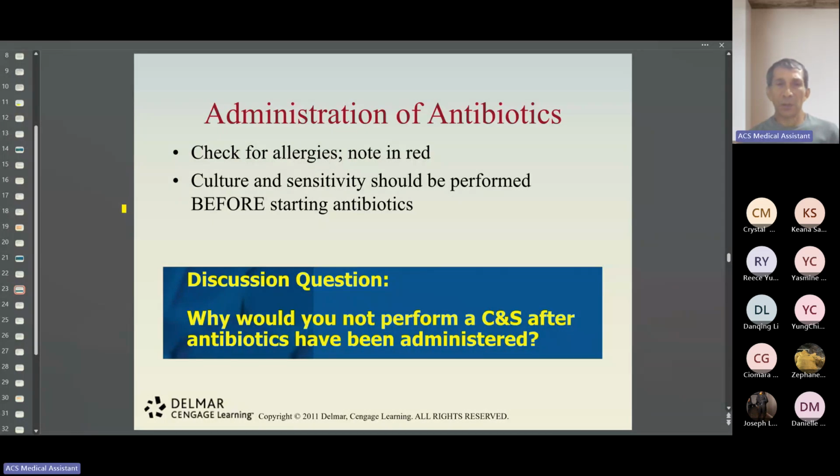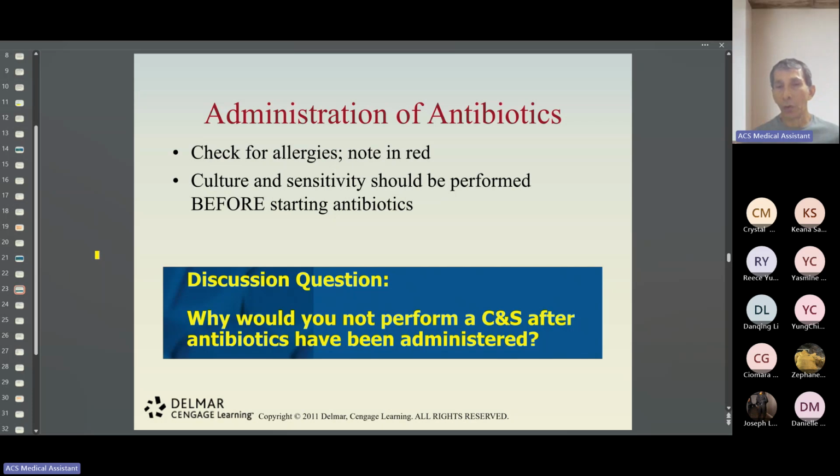So basically, that's what it is. Culture and sensitivity should be performed before starting an antibiotic. I already mentioned the medical doctor has to evaluate you, has to check your blood, your urine, your feces, anything that is going to tell the medical doctor that you have this particular microorganism, so I can give you this particular antibiotic.